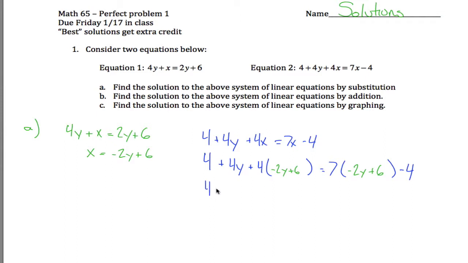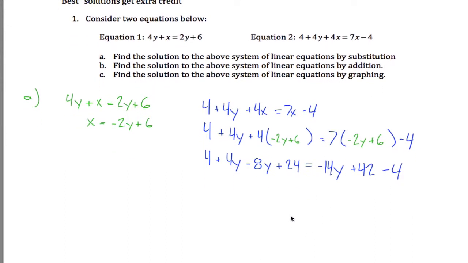Leave this 4 alone. Leave this 4y alone. But instead of 4 times negative 2y plus 6, I'm going to take this 4 and distribute it into the parentheses. 4 times negative 2y is negative 8y. 4 times 6 is 24. And the same thing on this side. 7 times negative 2y is negative 14y. And 7 times 6 is 42. So I get here. And now that I don't have parentheses, I can clean this thing up a little bit.